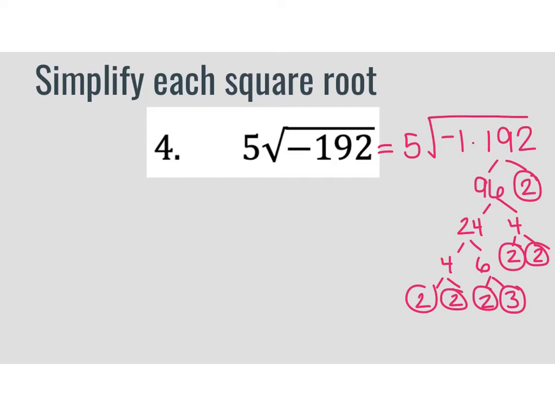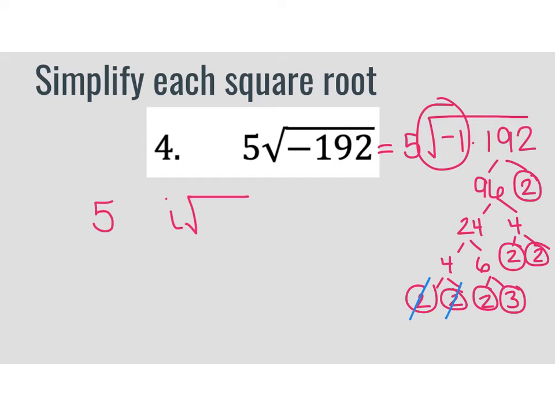Remember, a quick check to make sure you've factored correctly is multiply all your primes back together, and you better get what you started with. Okay, so I had the original 5 on the outside. I'm going to draw my square root sign. I'm going to put the i out right away because I know the square root of negative 1 is i, and I'm looking for pairs.